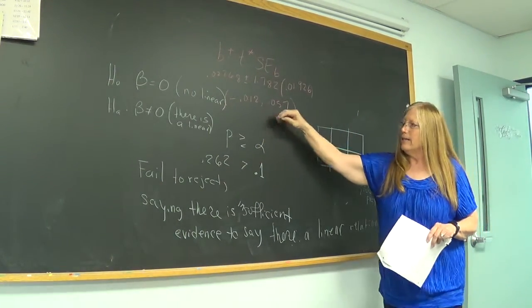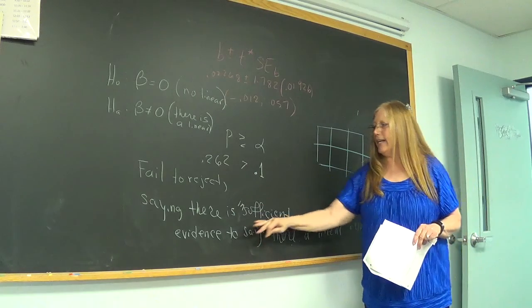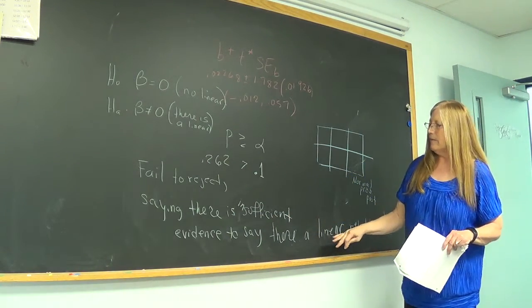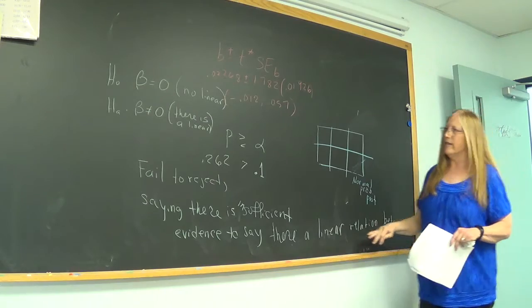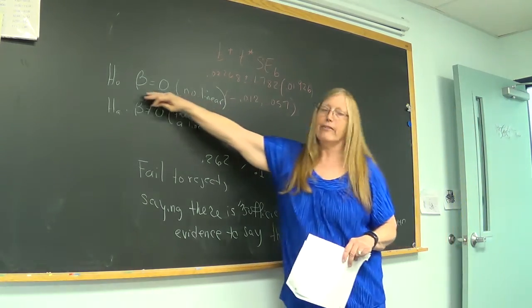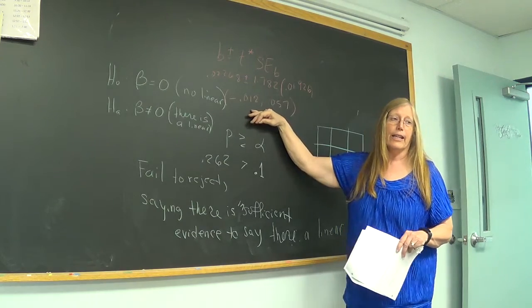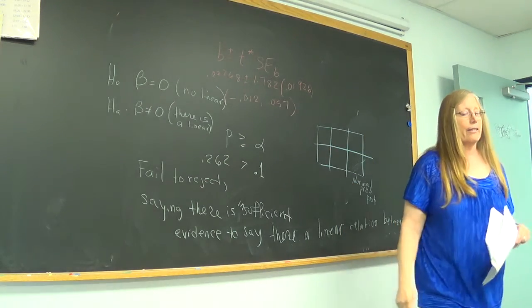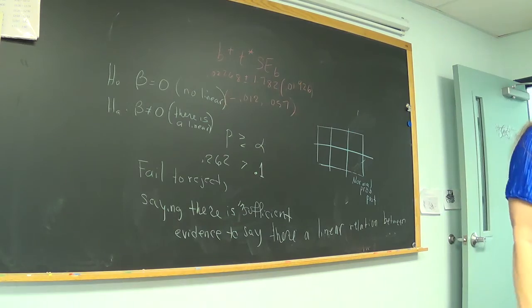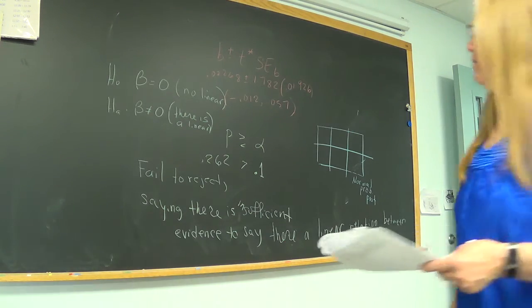All right. So does this result, saying there is insufficient evidence to say there's a linear relationship, so we're saying we're not rejecting this, correspond to what we saw here? That's what they're asking. And if it does, how? Can you put that into words? Shannon, what do you think?